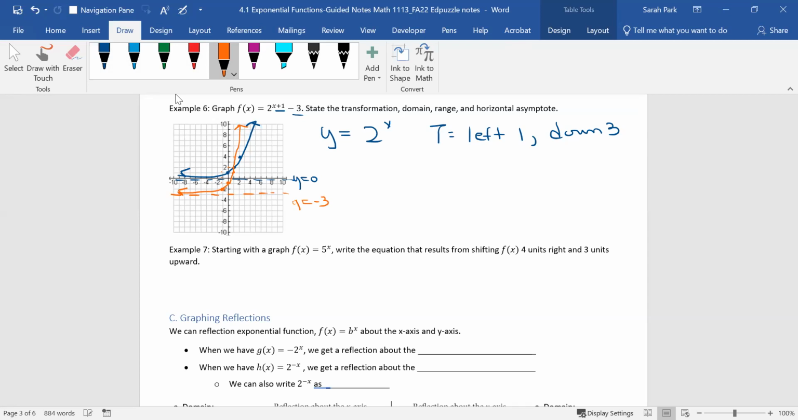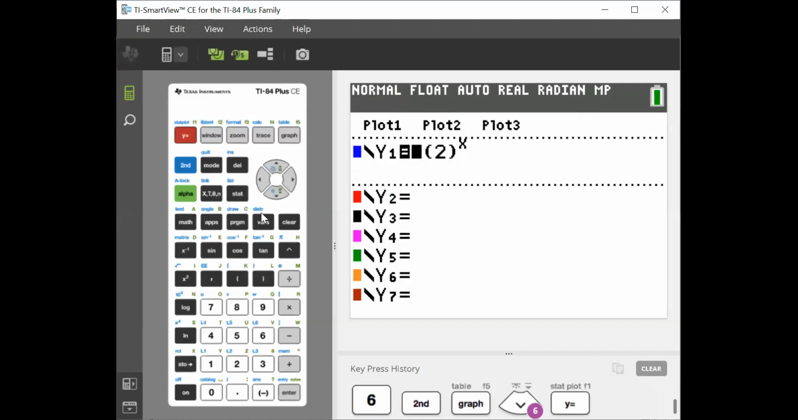Now the domain is -infinity to infinity. The range is -3 to infinity. The horizontal asymptote is y equals -3. You can also graph this using your graphing calculator. And let's head over to the calculator and graph this together.